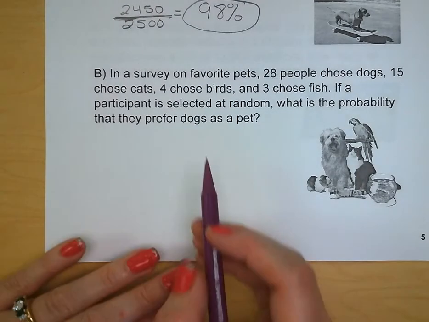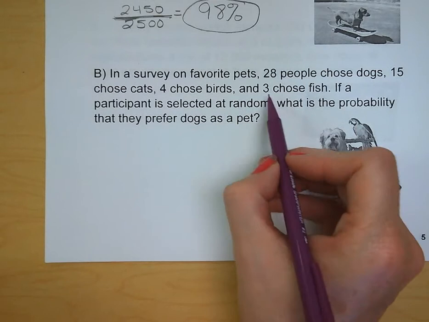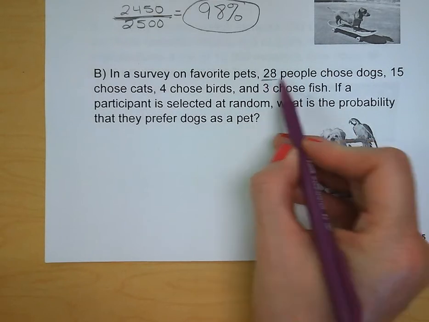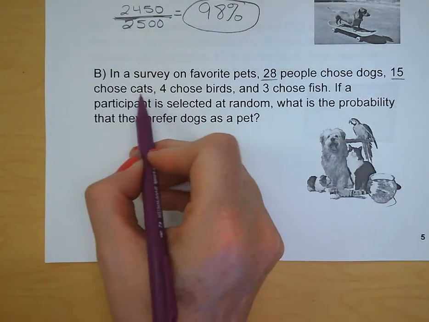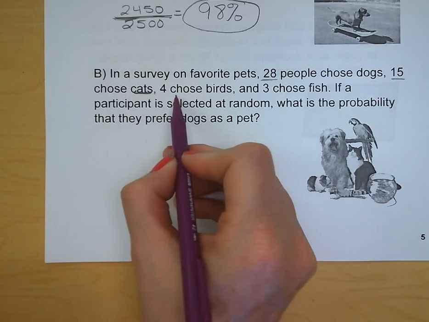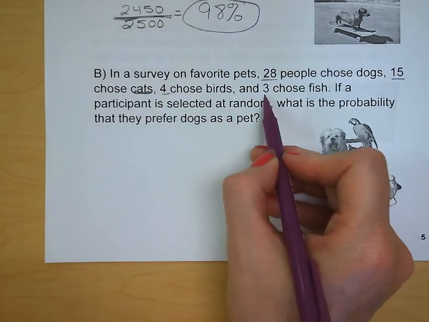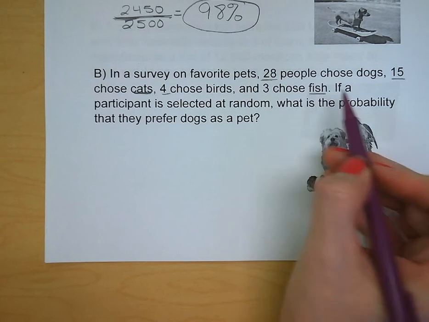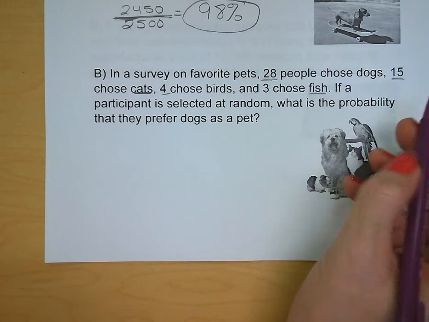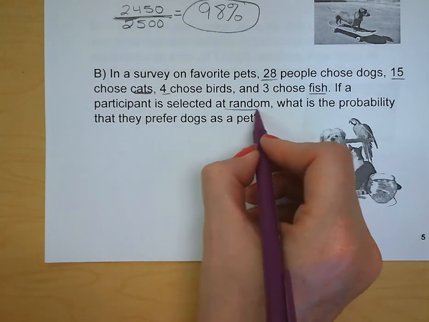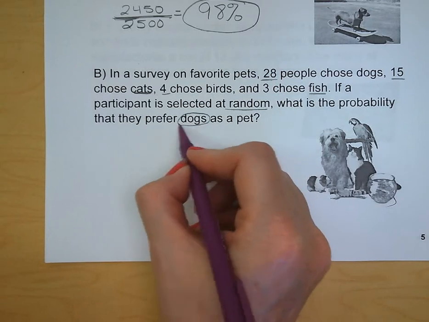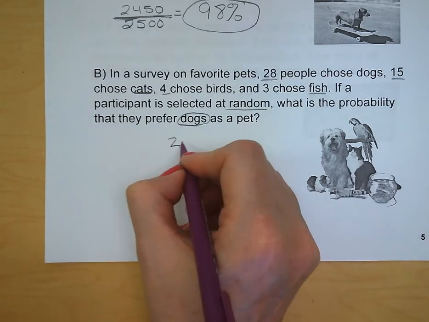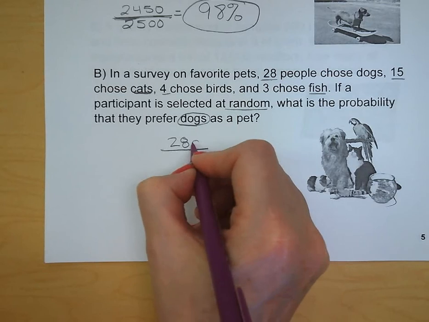Letter B, we have a survey on favorite pets. 28 people choose dogs. Yay. 15 choose cats. Yay. Boo. 4 chose birds. And 3 chose fish. Probably kids. If a participant is selected at random, what is the probability that they prefer dogs as a pet? So we've got 28 dogs on top.